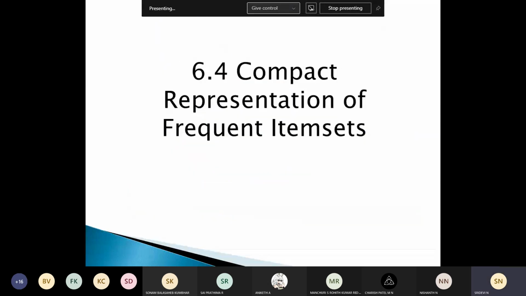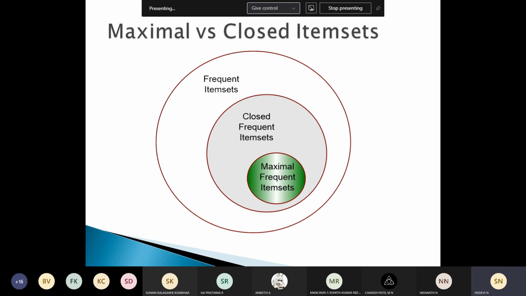So we'll discuss compact representation of frequent item sets today. That is how to find the frequent item sets, the maximal frequent item set, and the closed frequent item set, which is the different representation of frequent item sets. So we have two types.